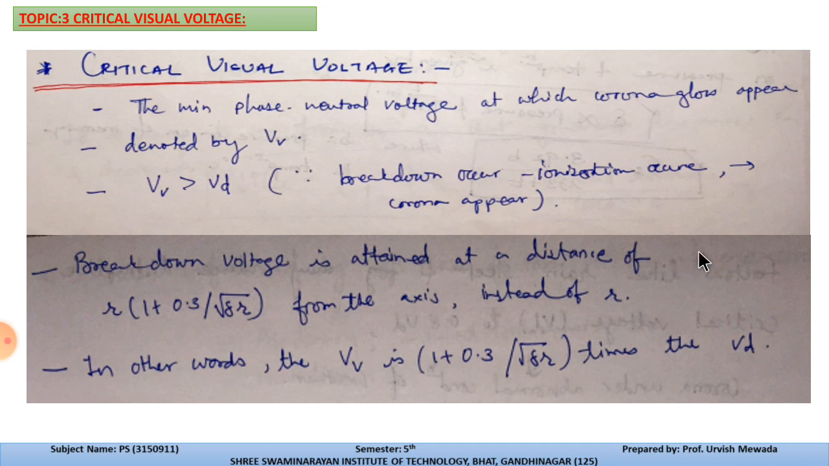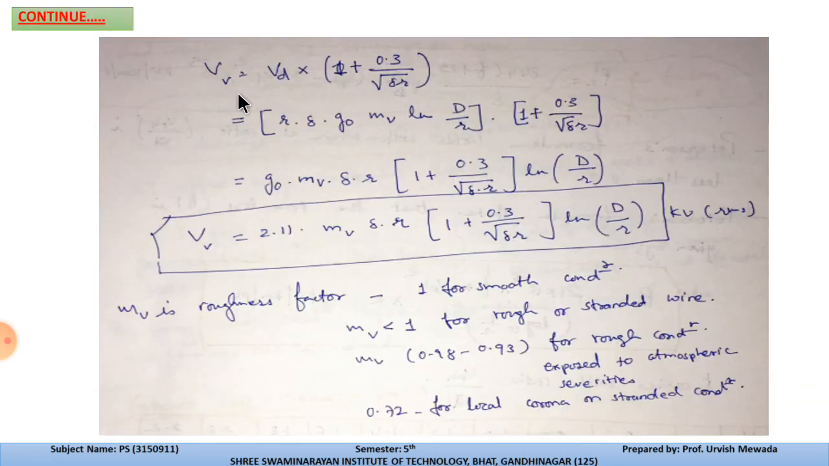Now, generally the breakdown voltage is attained at a distance of r, the radius of the conductor, times 1 plus 0.3 divided by the square root of delta into r. In other words, VV is 1 plus 0.3 by root delta r times the VD. So we can write the equation VV equals VD into 1 plus 0.3 divided by root delta r.